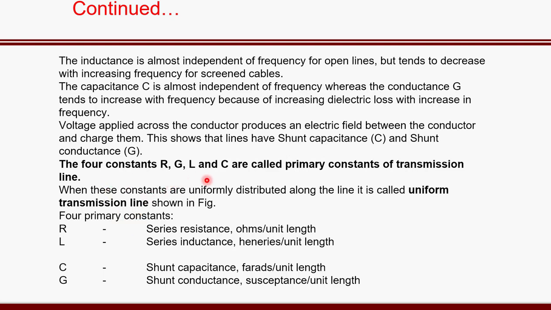Hence R, L, G, C are called the primary constants of a transmission line, where R is series resistance, measured in ohms per unit length, sometimes ohms per kilometer or ohms per meter. L is series inductance, measured in henries per unit length. C is shunt capacitance, measured in farads per unit length. And G is shunt conductance, measured in mho per unit length.